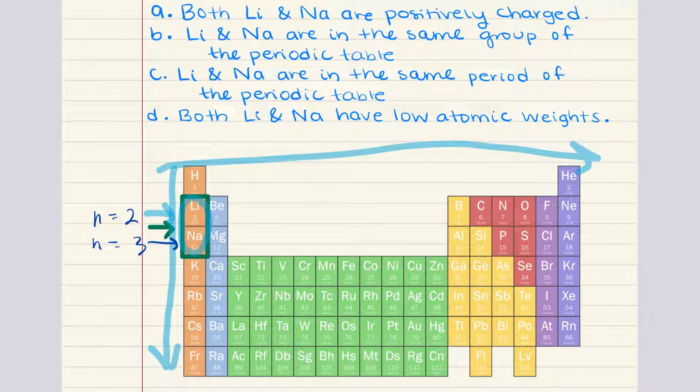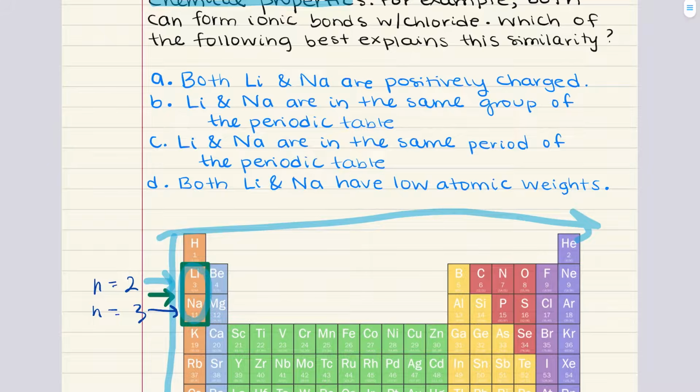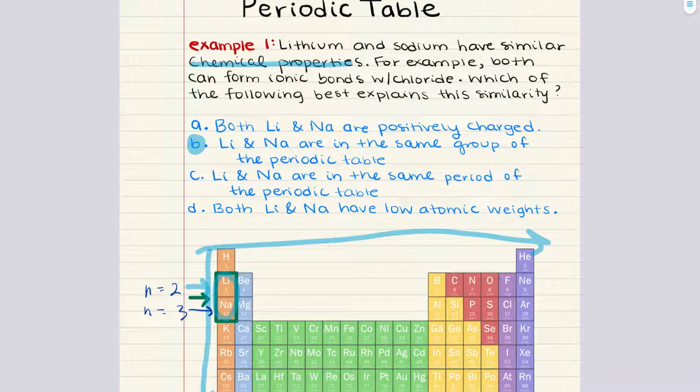All right, then our last option here says both lithium and sodium have low atomic weights. While lithium and sodium do have relatively low atomic weights compared to many other elements, this characteristic does not directly explain their similar chemical properties. The atomic weight affects physical properties more than it does chemical reactivity. And so, all in all, the correct answer here is going to be answer choice B. Lithium and sodium are in the same group of the periodic table, hence why they have similar chemical properties.